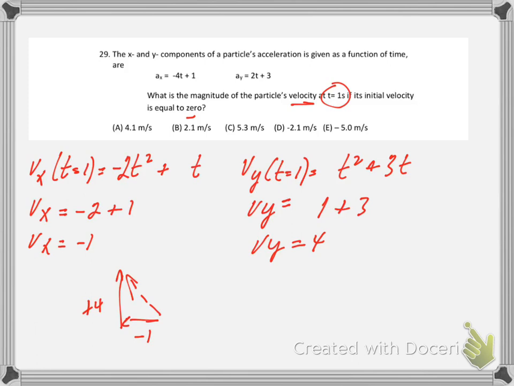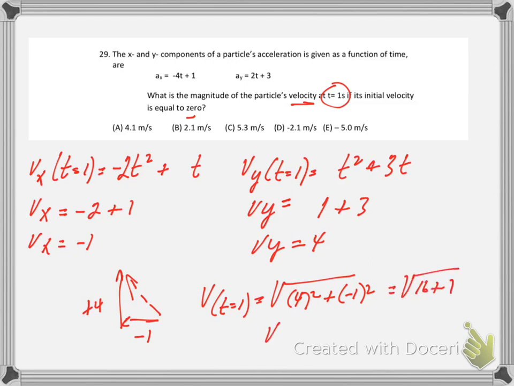So to get the velocity at time equal to 1 second, we need to get the square root of 4 squared plus -1 squared. Square root of 16 plus 1. Velocity is going to equal the square root of 17, which equals 4.1 meters per second.